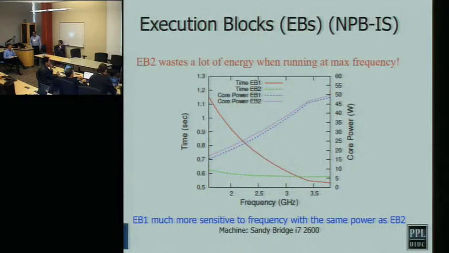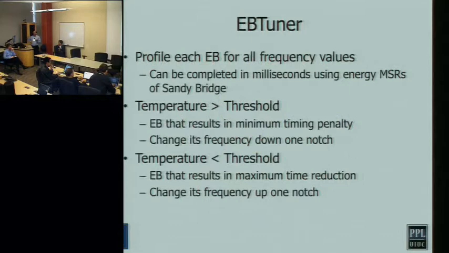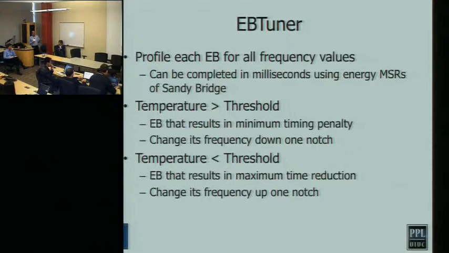We actually have something called the EB Tuner framework, which does the following. It combines the temperature control that Usman was talking about, and it says if the core temperature is above a threshold, we need to reduce frequency. Don't reduce frequency everywhere. Just pick the execution block that results in the minimum timing penalty. Reduce its frequency. If the temperature goes below the threshold, pick the execution block that results in maximum time reduction and change its frequency one notch, as long as you can do it. Otherwise, if it is already at the maximum frequency, then you go to the next one.